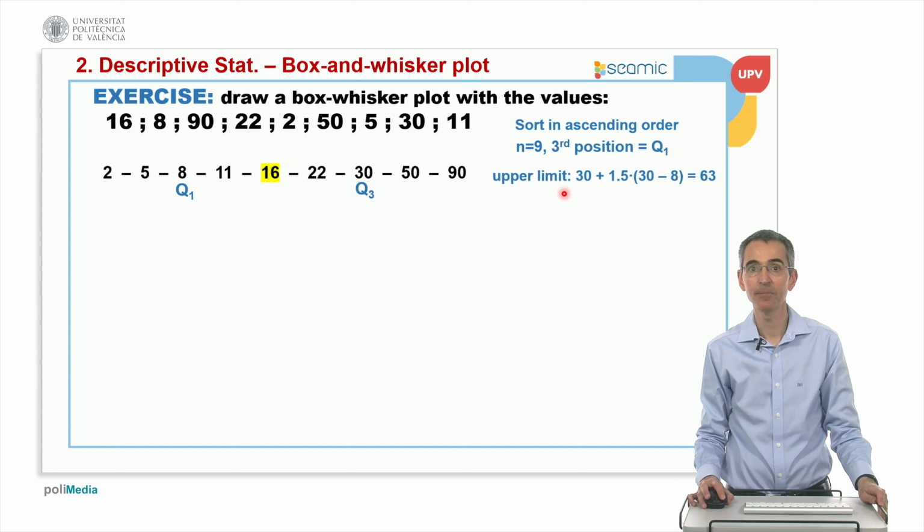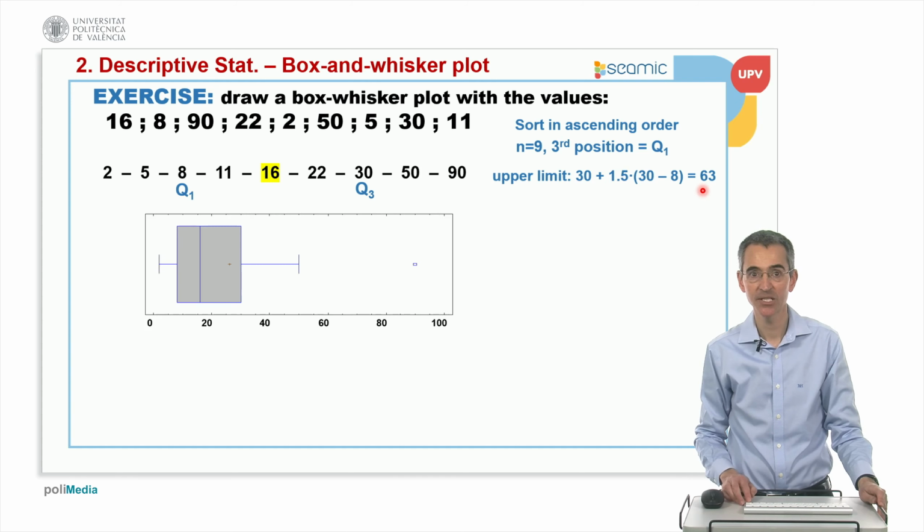Okay, so upper limit, upper imaginary limit. We take the third quartile plus 1.5 times the interquartile range. So this imaginary limit is in the position 63, okay? So you can see how this would be the imaginary limit. Okay, then I take the highest value, 90. As this 90 is higher than the imaginary limit, it is plotted as an isolated point.